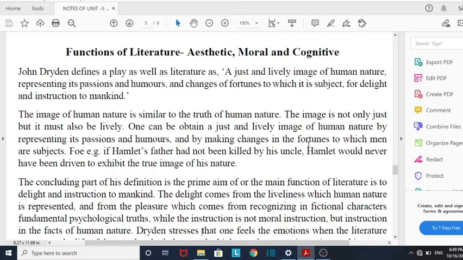Okay, it is not only just, but it is a lively image of human nature. The image is not only just, it should also be lively. Otherwise it is just an image, like if I say that she looks like her mother, or that he plays cricket like Mahendra Singh Dhoni. If I'm just making that kind of image, it is just an image, it is not lively.